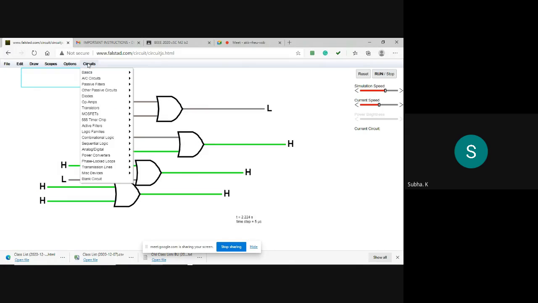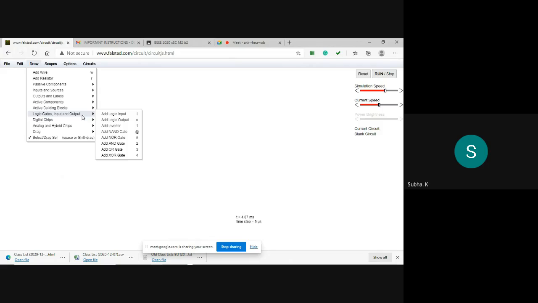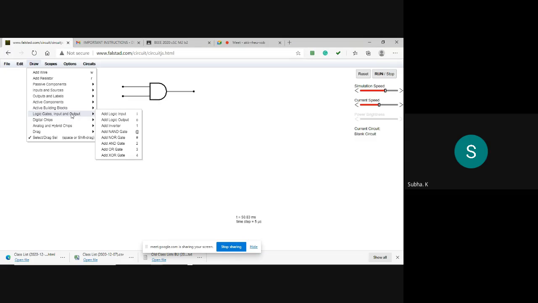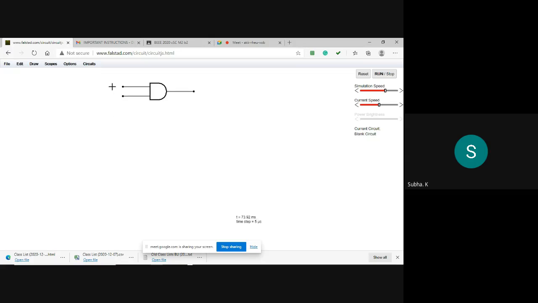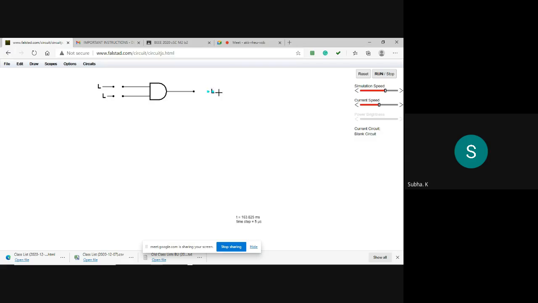So I am opening a new circuit again. Now I will verify the AND gate. Again go to draw logic gates input and output. Now I will pick an AND gate and I will reconnect. What is the next step that I have to do? Again I will pick draw logic gates. I will choose two inputs and outputs. Using wire I will be connecting all.